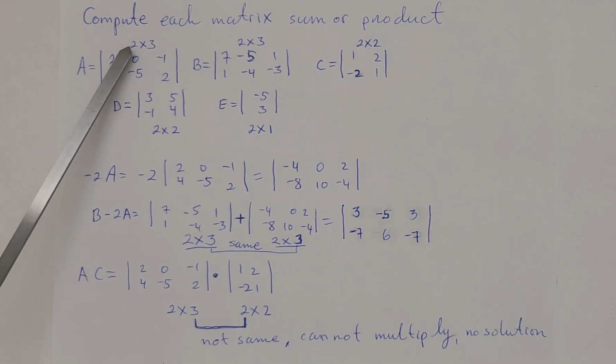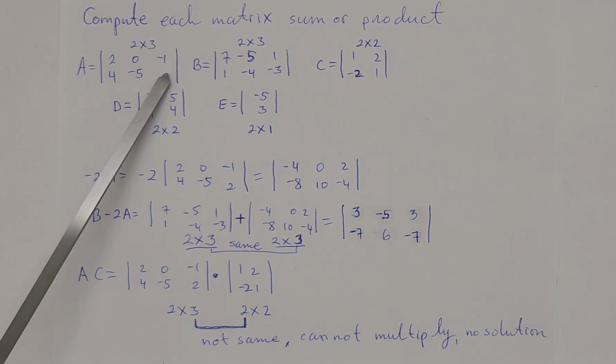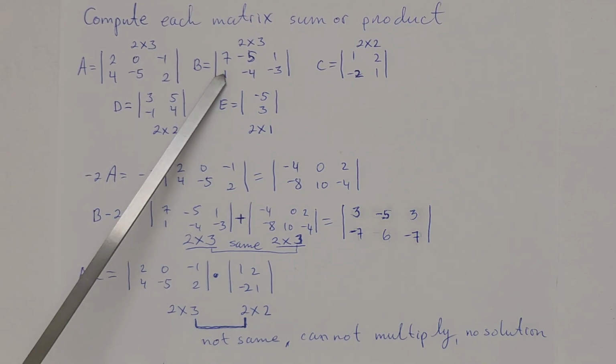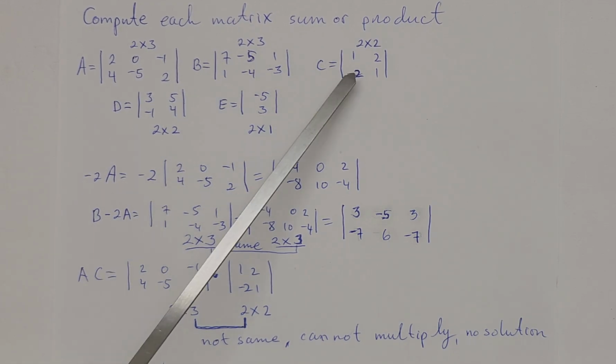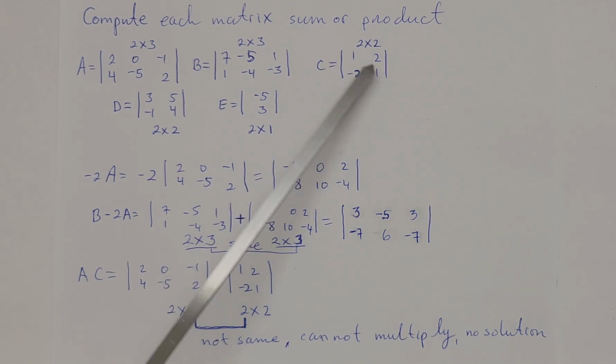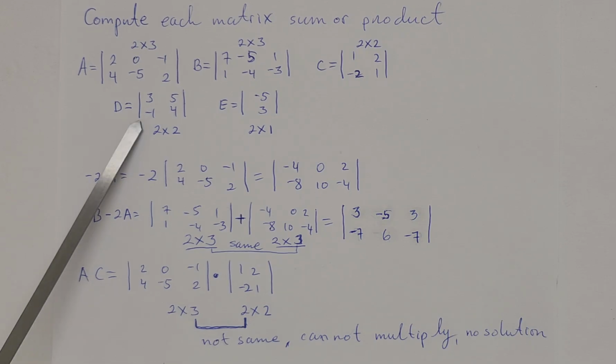One more time. 2 because I have 2 rows, 3 because I have 3 columns. So this matrix is 2 by 3. Same thing with B. It is 2 by 3. C is 2 by 2 because I have 2 rows, 2 columns. So that's why it's 2 by 2. D is the same, 2 by 2.